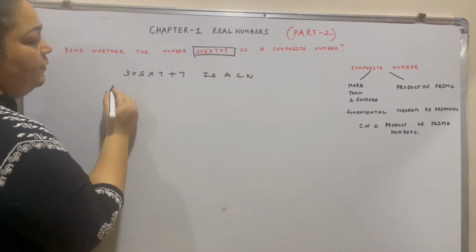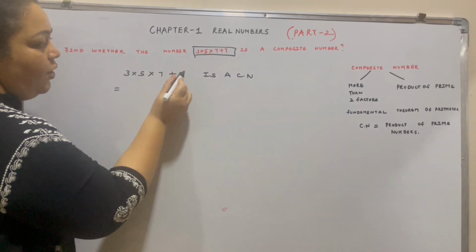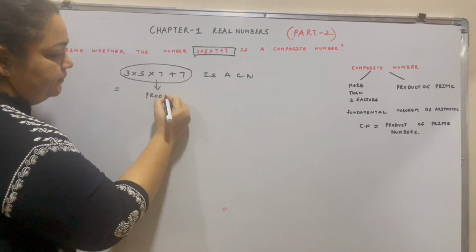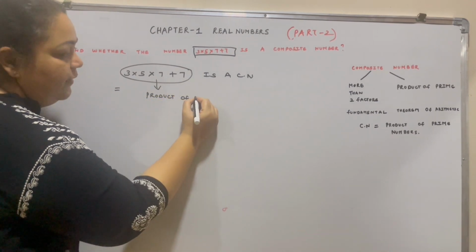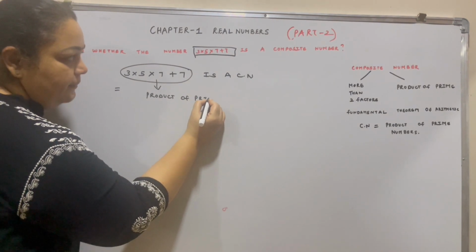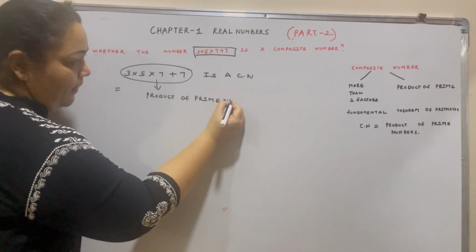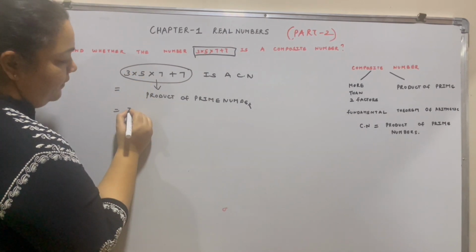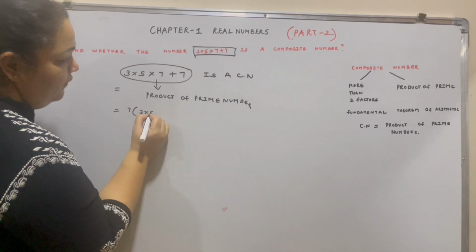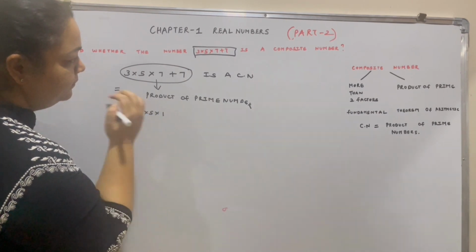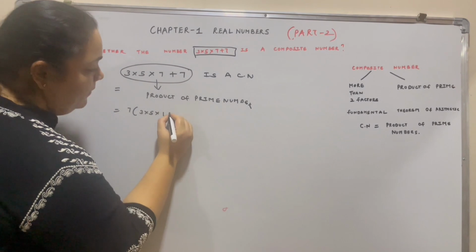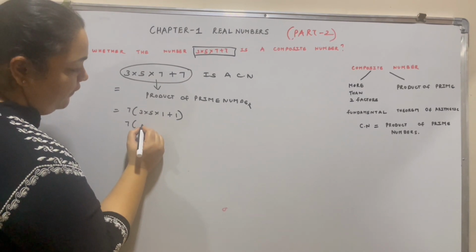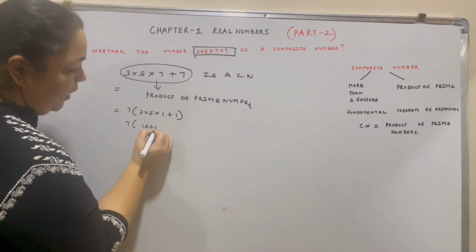So now how will you prove it? First we have to make it a product of primes. Then you can prove it's a composite number. So how will you try to prove it? In this, what is common? 7 is common. So inside it is 3 into 5 into 1, plus 1. So 5 3s are 15, so 15 into 1 is 15. 15 plus 1 is 16.